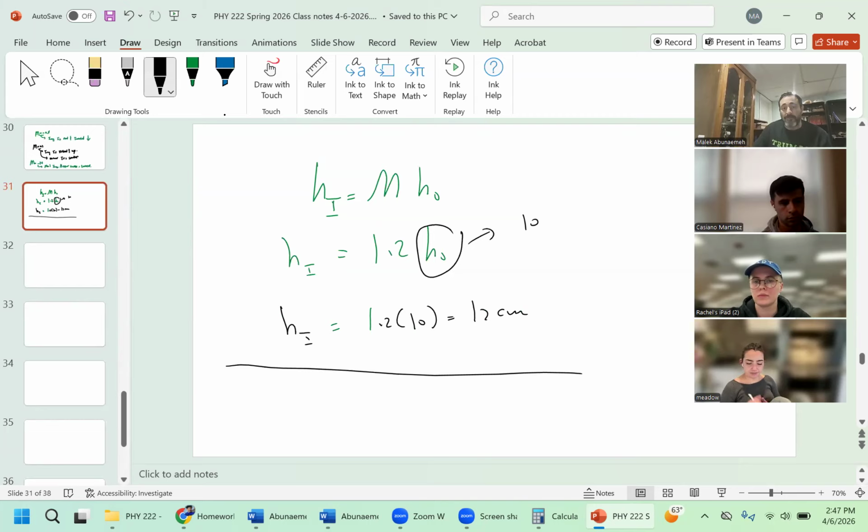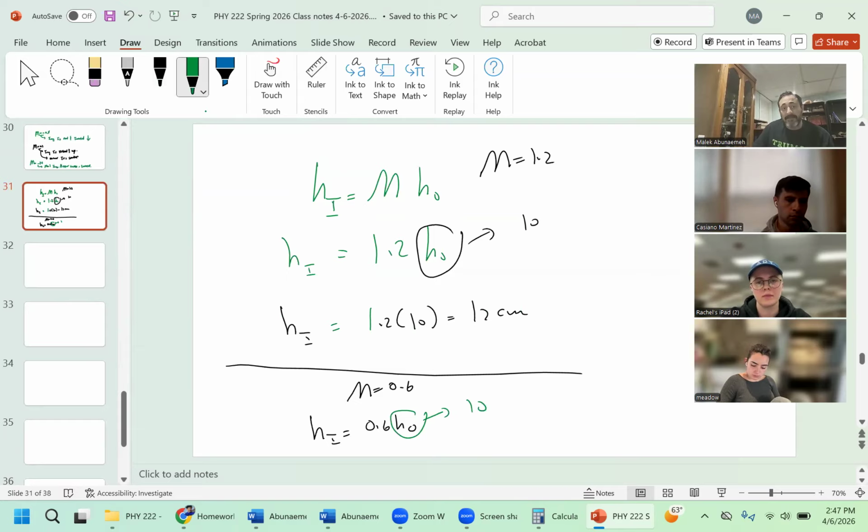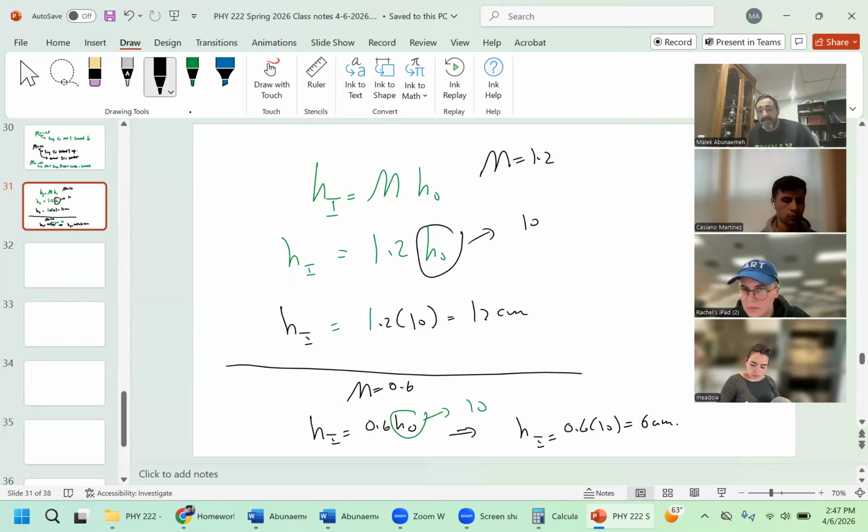If M equals 0.6, the height of the image is going to be 0.6 times the height of the object. Let's say this little fella is still 10. That means the height of the image is 0.6 times 10, which equals 6 centimeters. You see that? A smaller magnification means the image is smaller; when it's higher, the image is bigger. Negative or positive just tells you what direction it is. You with me so far? Cool.